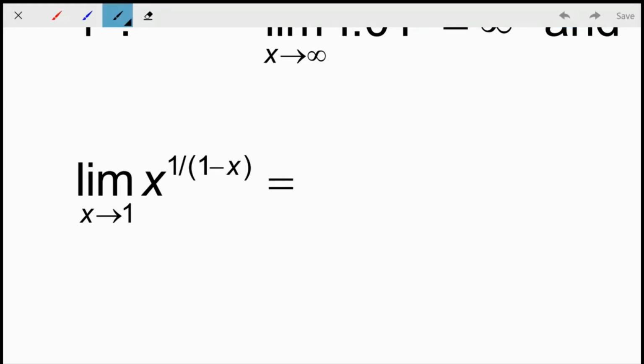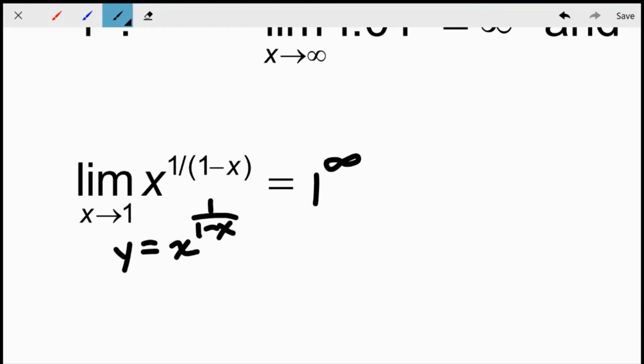You can see that we've got limit as x approaches 1 of x to the 1 over 1 minus x. And essentially, that's going to be 1 to the infinity power. Okay, so 1 to the infinity power is not one where we can apply L'Hopital's rule. So what I'm going to do is define my function. I'm going to say y is equal to x to the 1 over 1 minus x power.